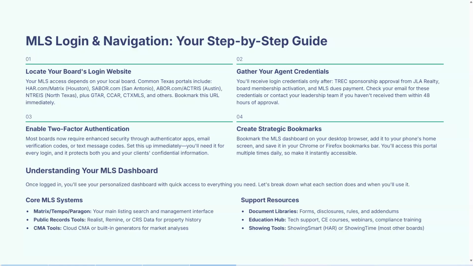Public record tools like RealList, Remine, CRS data. One I don't have on here is appraisal districts. Great places to find information about properties. And of course, your CMA tools, Cloud CMA or built-in generators for market analysis, taking that data that you have and making it into a report or something that can be shared and discussed with your clients. Support resources: document libraries, so forms, disclosures, rules, addendums.